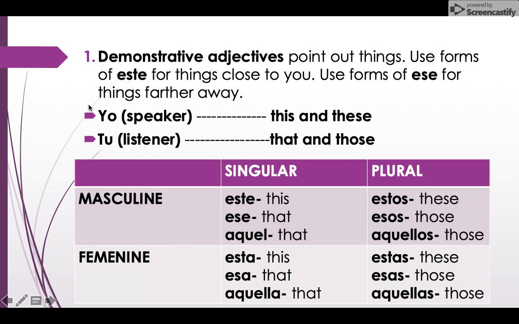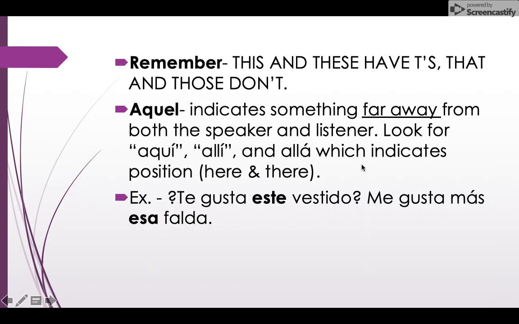When you're talking about this, these, that, and those, you want to take a look at the subject of the sentence. So say, for example, you are the person talking, then it would be this and these. But say someone is right next to you, that would be the listener, then it would be that and those. So always remember, yo, which is the I, would be this and these, and tú, which is the listener, that and those.